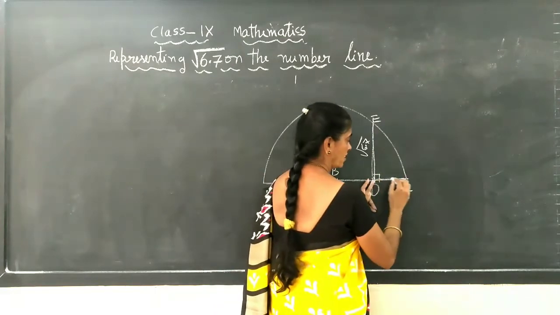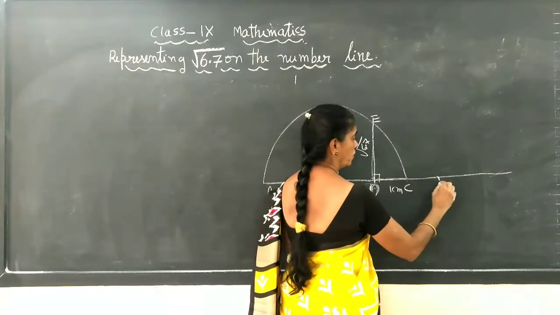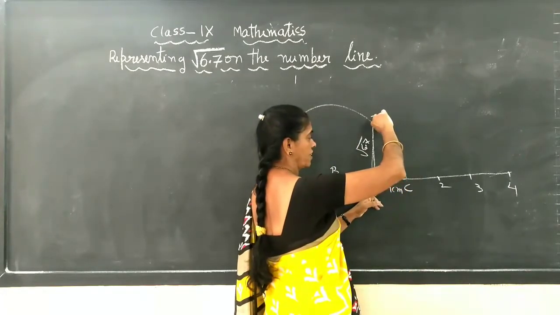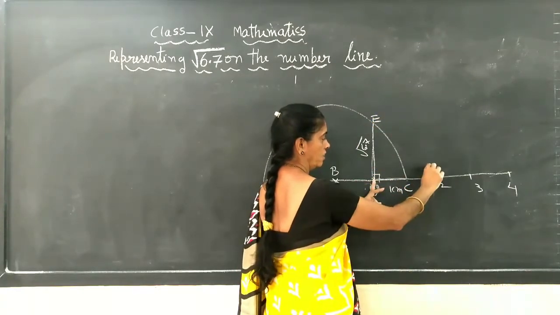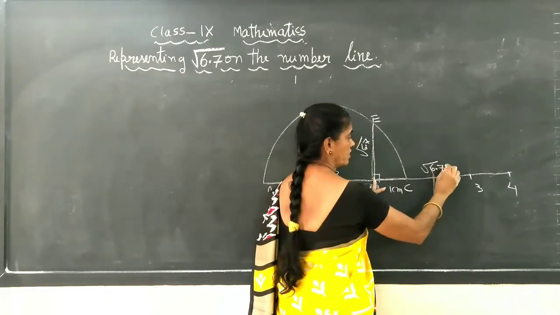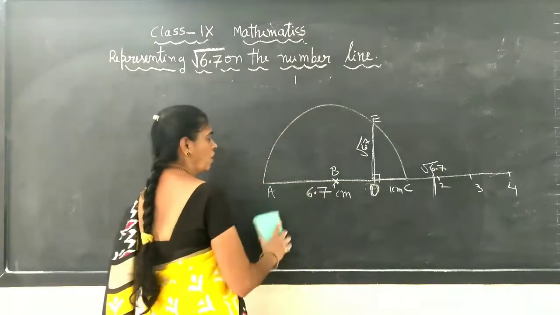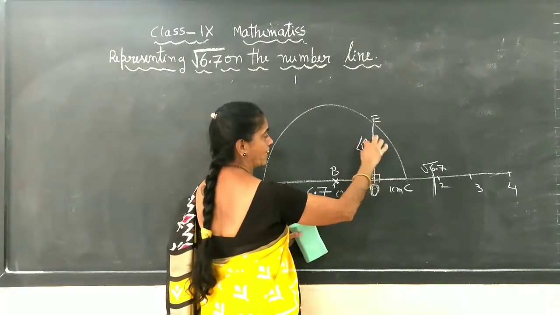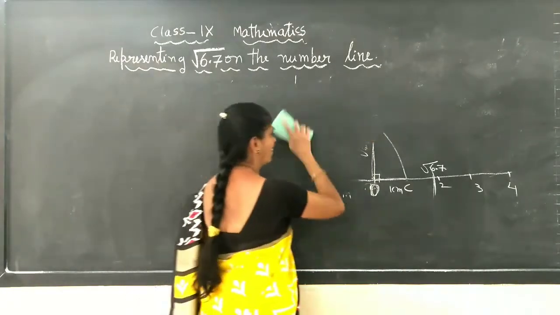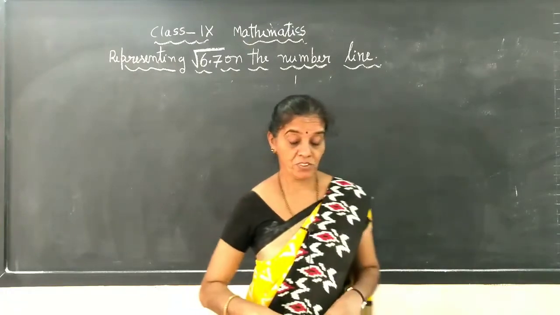Then you extend this line, start from here 0, 1, 2, 3, 4, and so on, take this distance and draw the arc, and that is the square root 6.7 on the number line. This particular point I will get. That is the procedure. Now how the square root of that particular number comes, they have explained geometrically and mathematically in the textbook. You can go through it if you are interested.